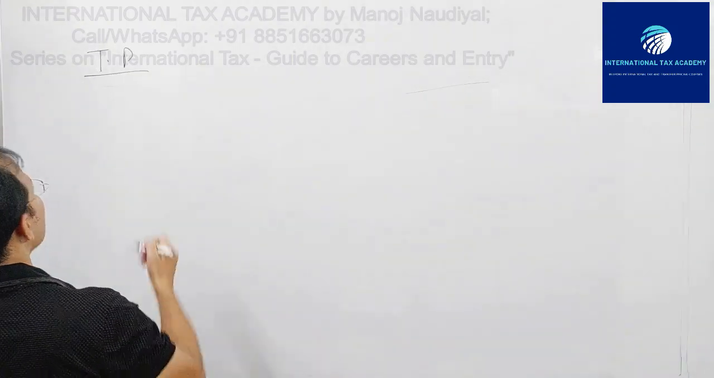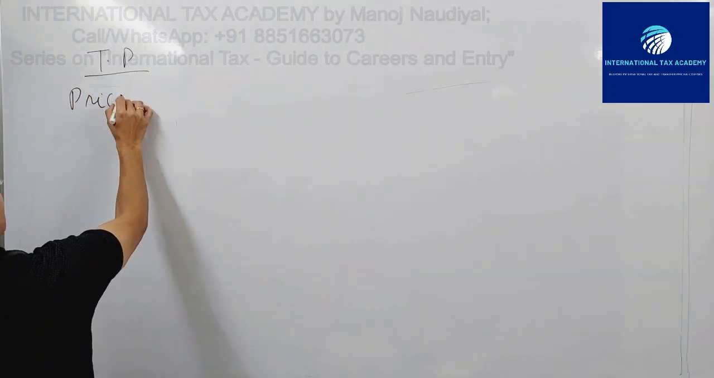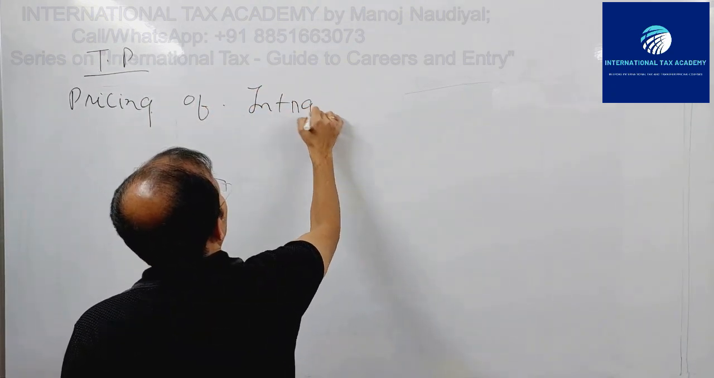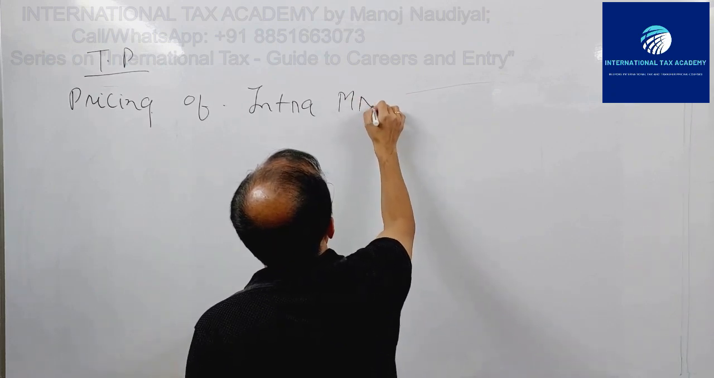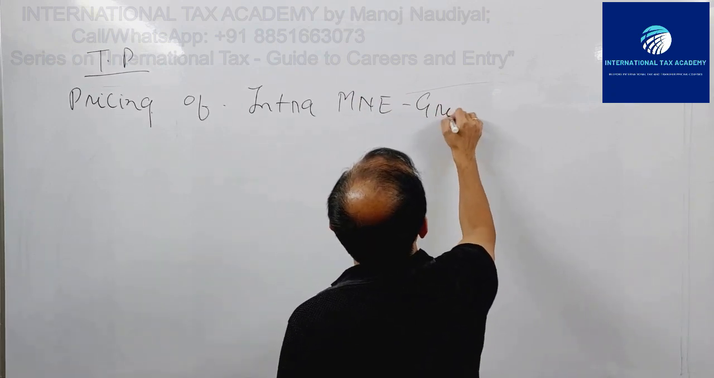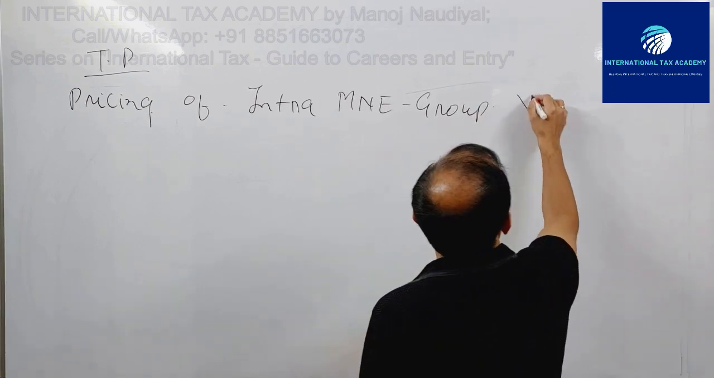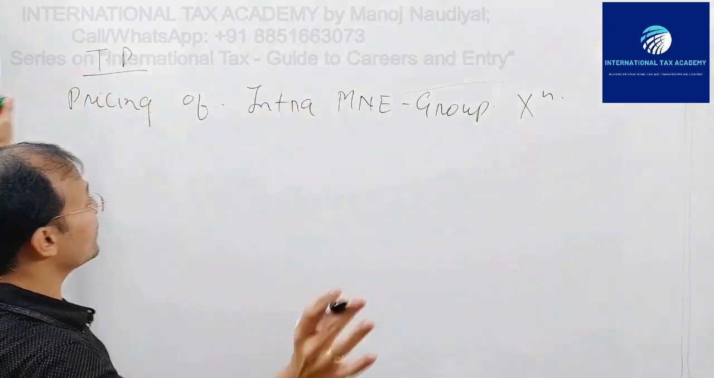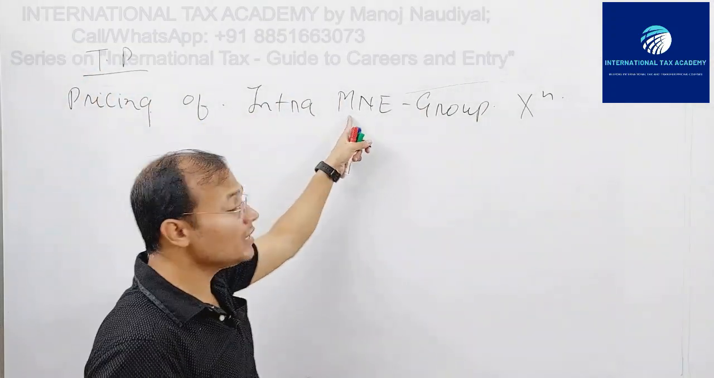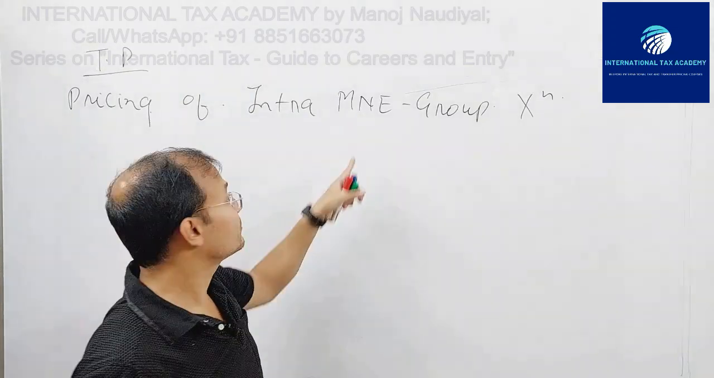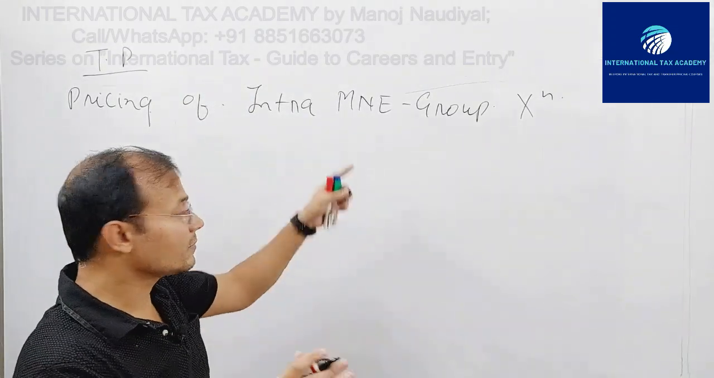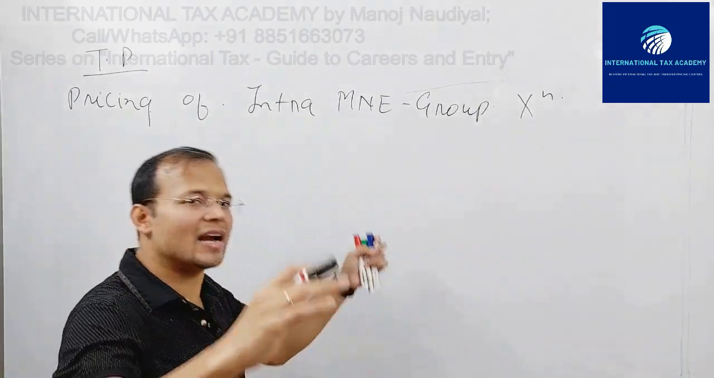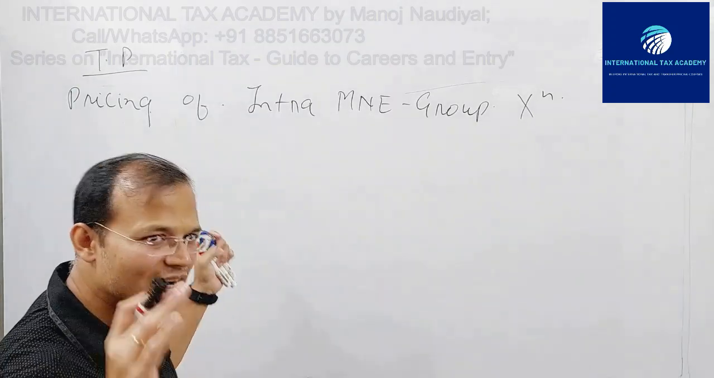So transfer pricing is pricing of intra MNE group transactions. 1, 2, 3, 4, 5, 6. What is MNE? MNE is multinational enterprise. Intra, that is within. Fine. I mean, all those 6 words, but then entire transfer pricing is built upon these 6 words. Not getting into the nitty-gritties.